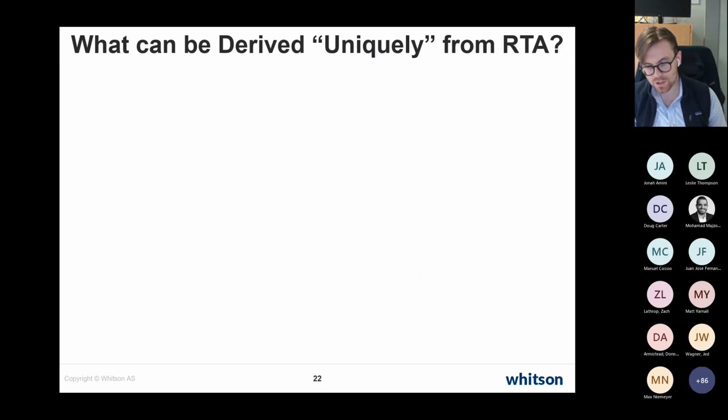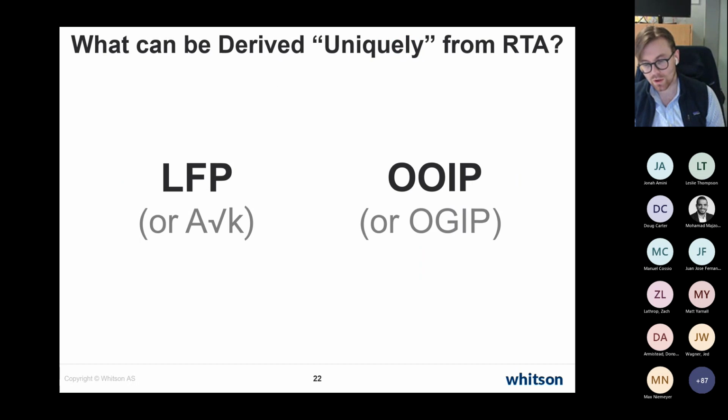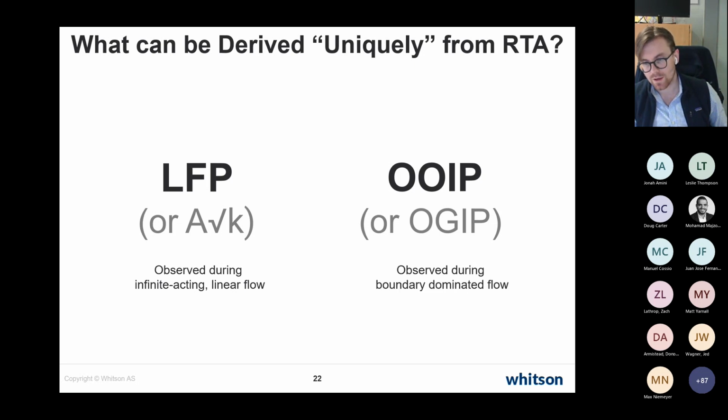The second thing, just to remind ourselves, is what we can derive from RTA. It's an LFP parameter, and it's the contacted oil and gas in place. The LFP parameter is what we also call the A root K. It correlates with short-term CUMs, and to quantify it, you have to observe infinite acting linear flow. If you want to quantify the oil or gas in place, we need to observe boundary dominated flow if you want to truly say what that number is. And if you're still infinite acting or transitional, this will of course be a lower estimate of what your EURs will eventually be and what your contacted pore volume is.